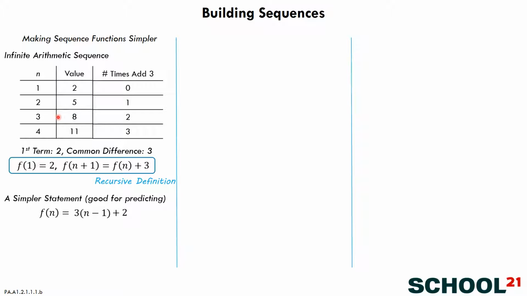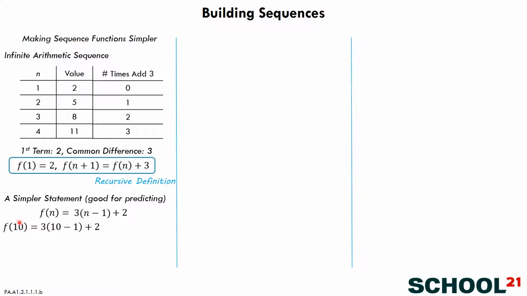Let's just make sure that this makes sense. If we have the third term, we put 3 in for n. So we would have f of 3 equals 3 minus 1 is 2. 3 times 2 is 6. 6 plus 2 is 8. That's our third term, right? Okay, so we have a function now, f of n, and it's a lot simpler than writing this whole thing up here. And let's test it out. Let's predict what the 10th term would be.